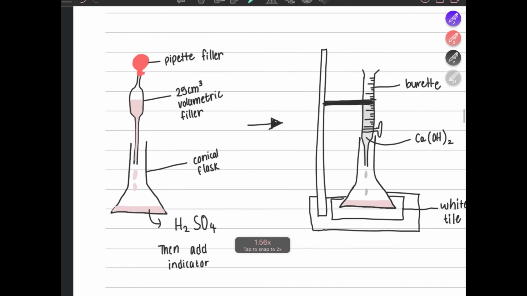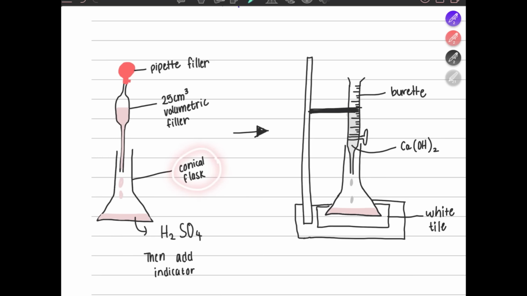Now, what is the process? You keep a conical flask, okay? And then you use a volumetric pipette. You use a pipette when you need to add a known volume in a flask. So here we need to add 25 cm³ accurately. That's why we use this volumetric pipette. We use a filler. This helps to pour it down.